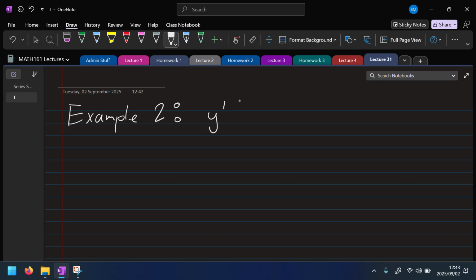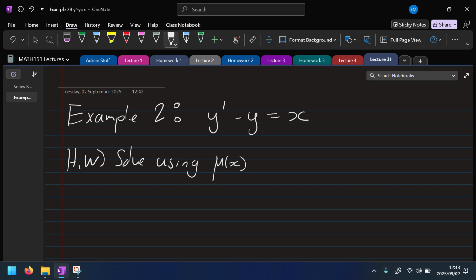So here we have y prime minus y equals x. What type of differential equation is this? Linear. Yeah, it's linear, so you would use the integrating factor. So for homework, solve it using the integrating factor and then compare it to what we do with the series method. So homework, solve using integrating factor. I'll just write the mu, you know what that means, and compare.